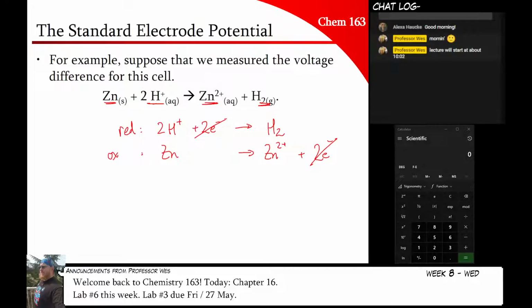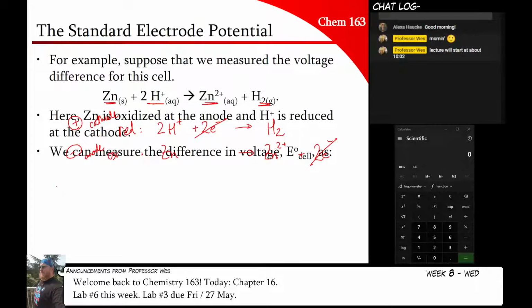So now I could create a battery where reduction occurs at the cathode. This would be the cathode side. Oxidation occurs at the anode. This would be the minus side. And I could make a battery out of these things. All right, how do I measure the voltage here? Well, the voltage would be whatever these potentials were.